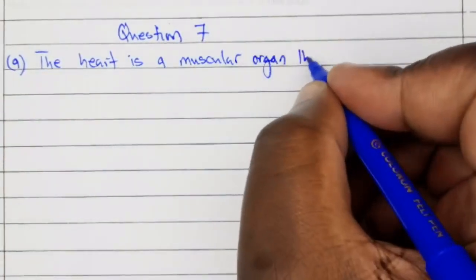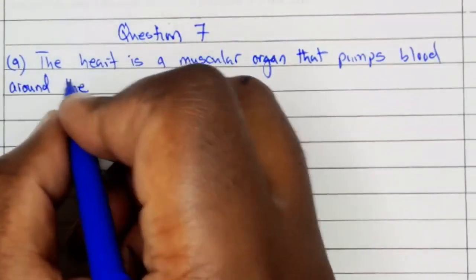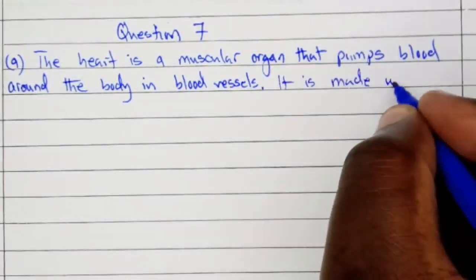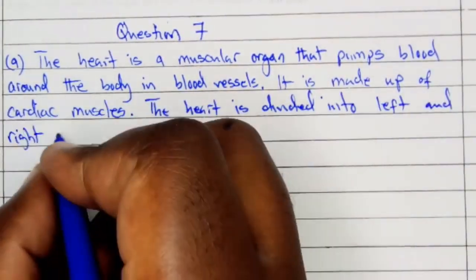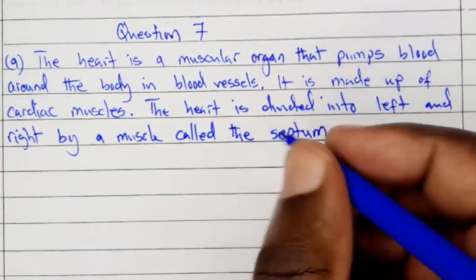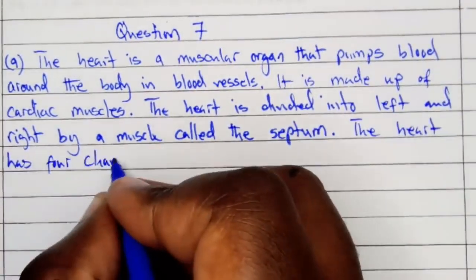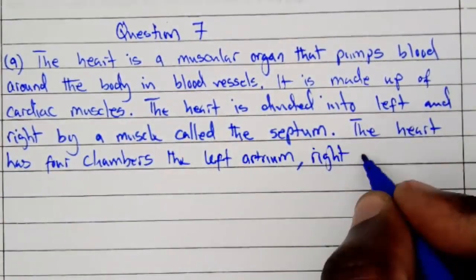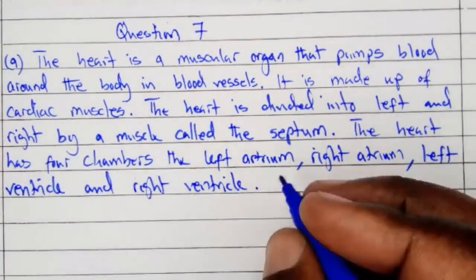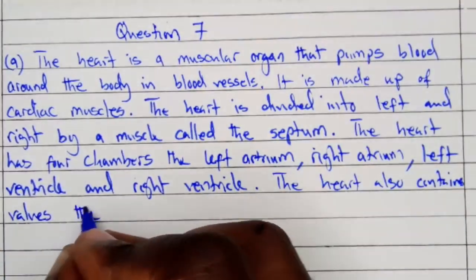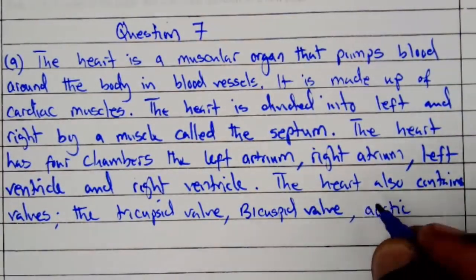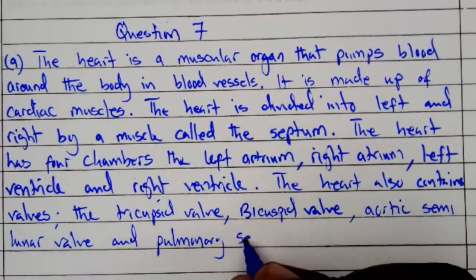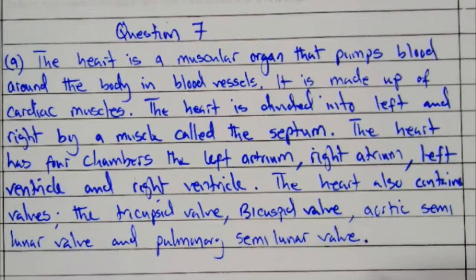Question 7a, the heart is a muscular organ that pumps blood around the body in blood vessels. It is made up of cardiac muscles. The heart is divided into left and right by a muscle called the septum. The heart has 4 chambers: the left atrium, right atrium, left ventricle, and right ventricle. The heart also contains valves: the tricuspid valve, bicuspid valve, aortic semilunar valve, and pulmonary semilunar valve.